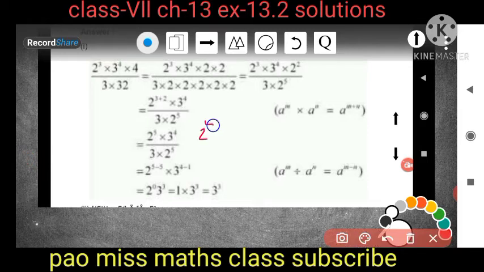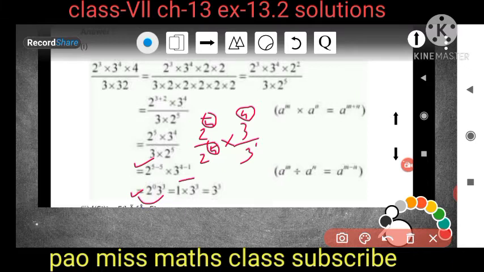2 to the power 5 upon 2 to the power 5 here. Again this will multiply with 3 to the power 4 upon 3. Now that means the bases are the same and they are divided, so if the bases are the same and they are divided, it means 2 to the power 5 minus 5, isn't it? Here the power is 5 and here also the power is 5. So 5 minus 5, multiply with, now here the power is 4 and here there is no power, which means the power will be 1. So here it will be 3 to the power 4 minus 1. So 5 minus 5 is equal to how much? 0. That means we got 2 to the power 0, multiply with 3 to the power 4 minus 1, which is 3, isn't it? So 3 to the power 3.